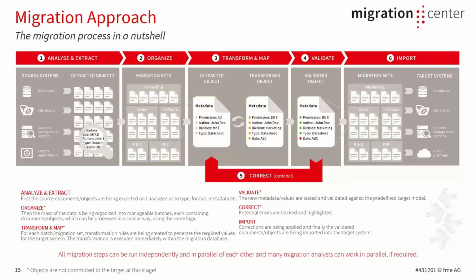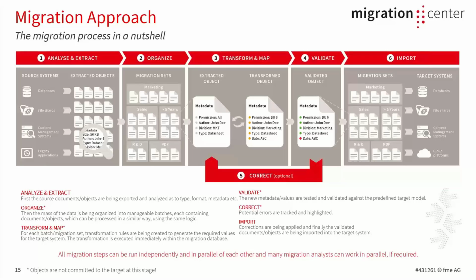Yeah, so for the overview of the process of migration, we take a step-by-step approach. To perform a migration from source to target, you need to follow these main steps. The first one being the analyze and extract, or the scanning step, which is where you configure scanners to export the metadata and the content from your source system into Migration Center. After that, you move on to the organize phase, where you can split all the objects that you have scanned into migration sets.